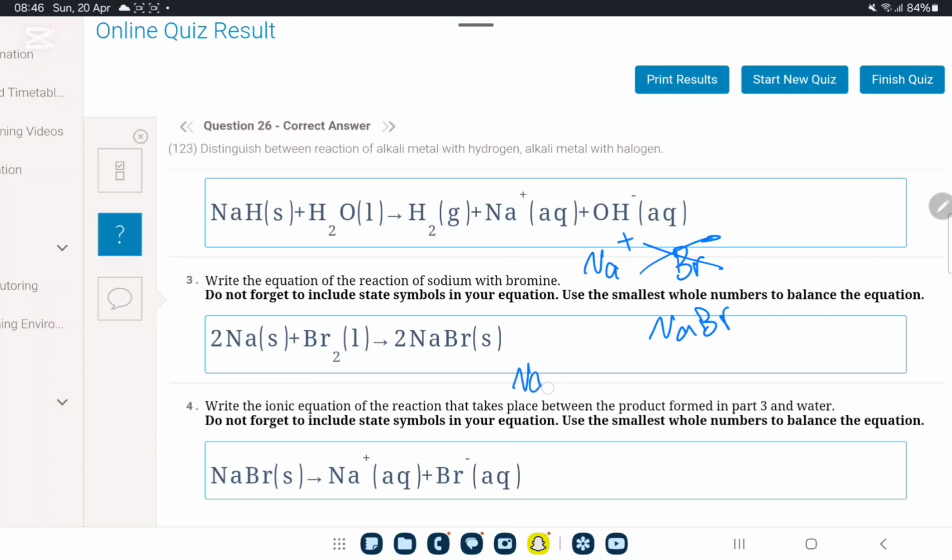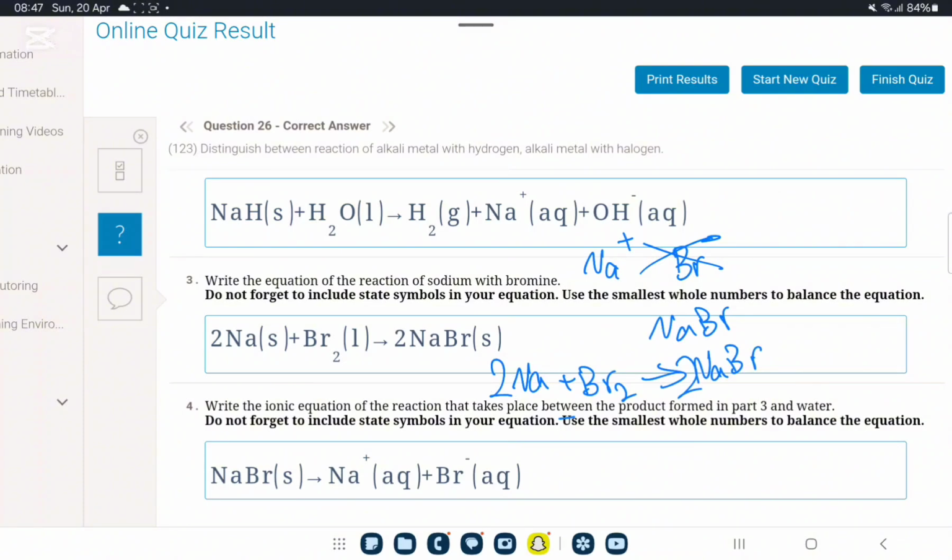So Na plus Br2 produces NaBr, and then we balance. We have 2 Br here, so we add a 2, and then the Na is no longer balanced, so we add another 2 here.